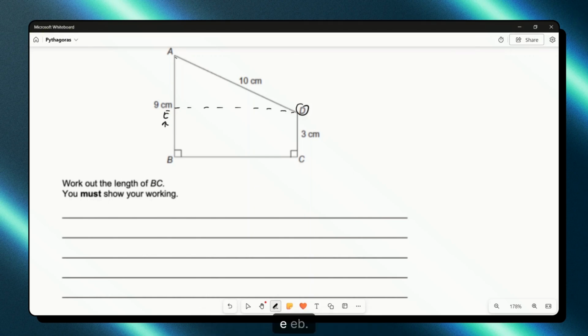Now, to work out this length here, EB, we know that in a rectangle, sides EB and DC are equal. So EB is equal to 3 centimeters. Now we're given that the total length of AB is 9. So to work out the length of AE, it's 9 minus 3, which is 6.